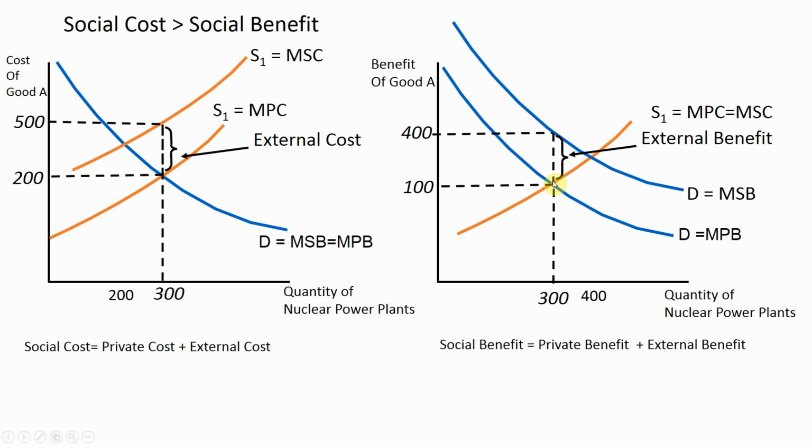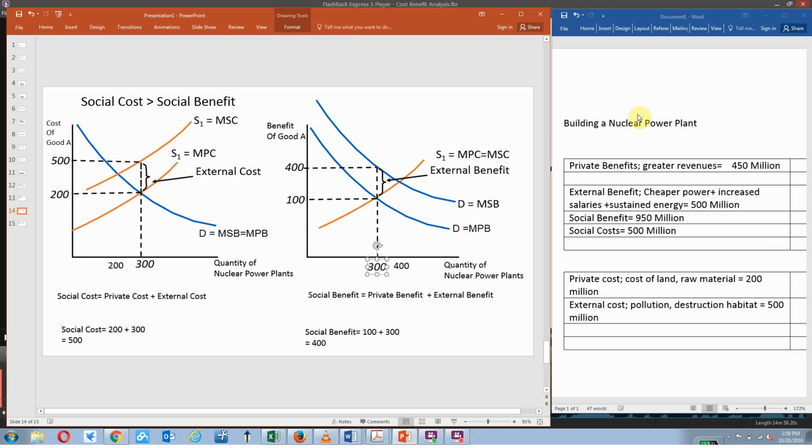Now, in this example, the external cost is 300, let's say in the billions, and the private costs are 200, and the private benefit is 100, and the social benefit is 400. So the external benefit is 300. Now we need to do more definitions of what these external benefits and external costs are.